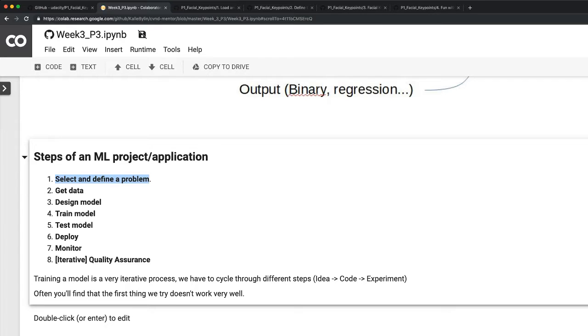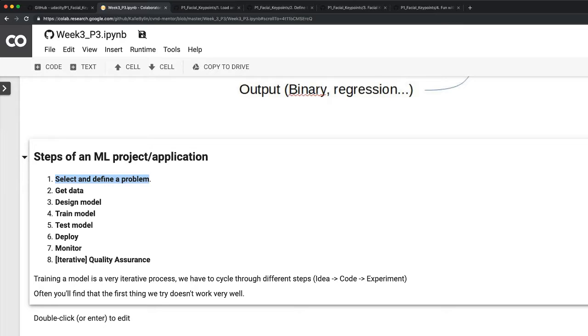The second step here is getting data. And this is not as straightforward as it might seem, because there are a lot of decisions you have to make here as well. Like, where do you get the data from? How much time do you invest into getting the data? How much data do you get? Which features do you want the data to have? Is the data biased? These are all decisions you have to take into account when you collect the data.